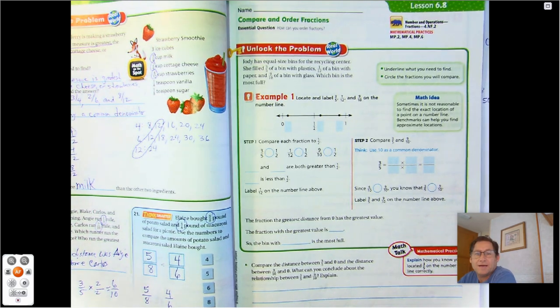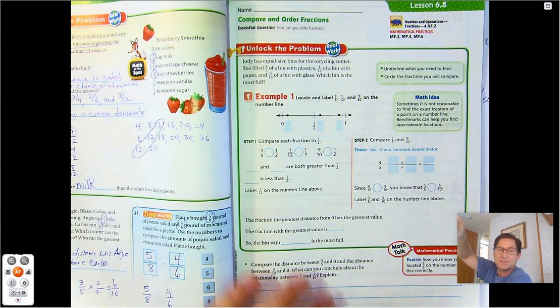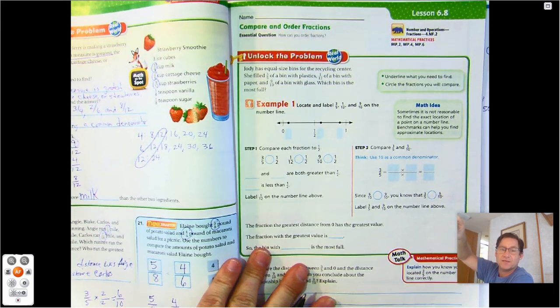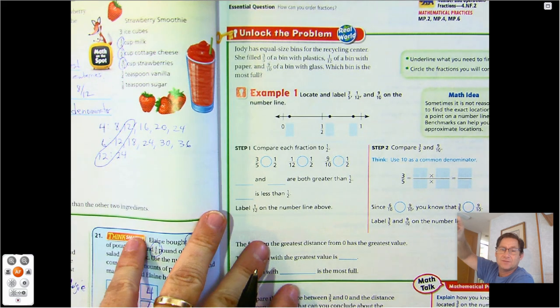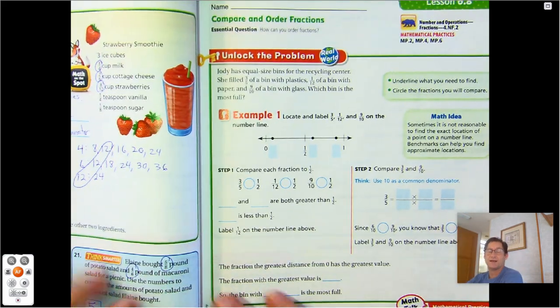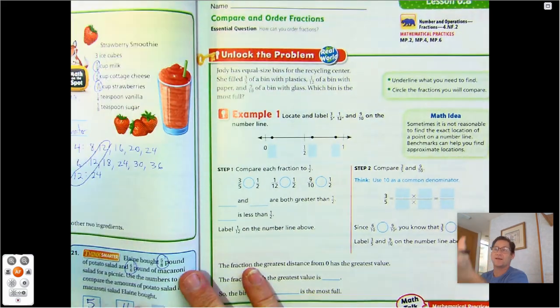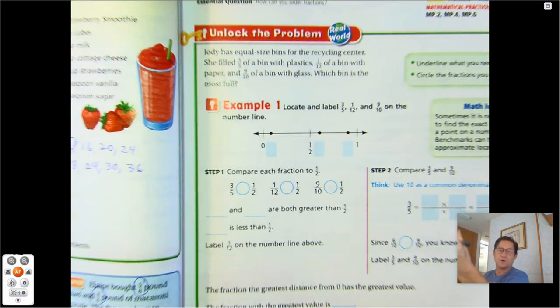Hello. Today's lesson is comparing and ordering fractions. So we're a continuation of our last two lessons, really. And we're on lesson 6.8, page 267 of the fourth grade textbook. And so the question is, how can you order fractions? So let's look at the unlock the problem.